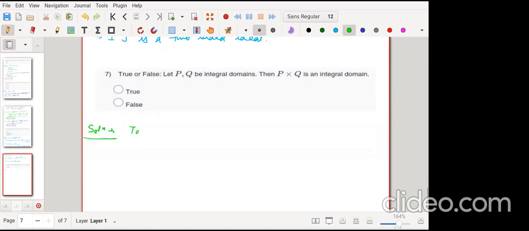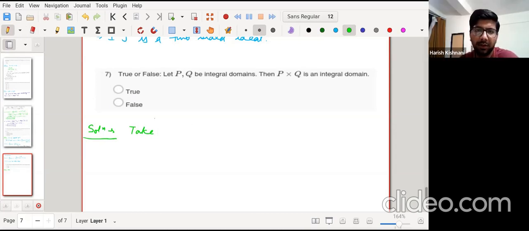Sir, we can take two elements like (a, 0) and (0, b), and by multiplying them we will get 0. We can take two non-zero elements in P cross Q whose product becomes 0. Okay. Or you can just check that Z cross Z is not an integral domain.